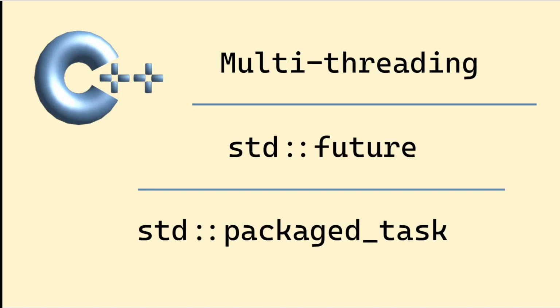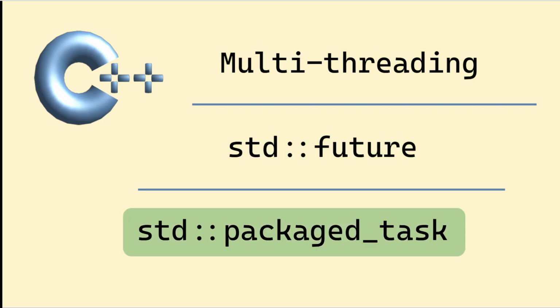In this video, I am going to be talking about multi-threading with future objects and package task object. A package task is a class for wrapping any callable function, the function that can be called. You can wrap it into a package task object, and through that object you can use that function execution.